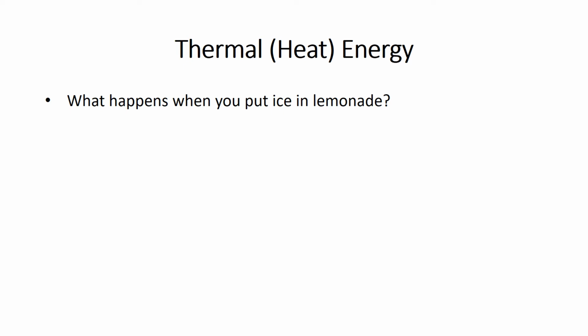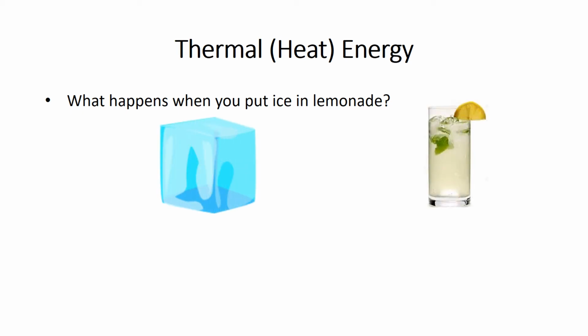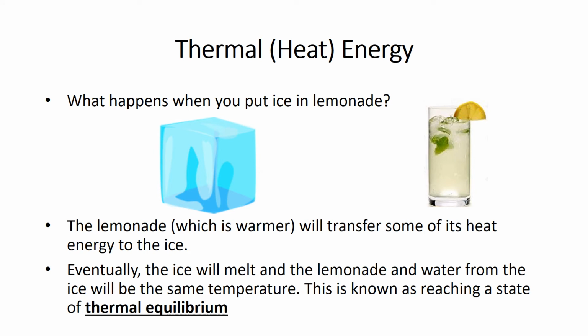As we're talking about thermal energy and heat, I want you guys just to pause for a minute and think about what happens when you put ice in a glass of lemonade, especially during the summertime. We know that over time that ice is going to start melting in that glass of lemonade. It's going to make the lemonade cooler. So what's happening here is the lemonade is transferring that heat to the ice, making the ice melt. And eventually both the lemonade and the water from the ice are going to be the same temperature. This is called thermal equilibrium, when two different objects reach that same point.